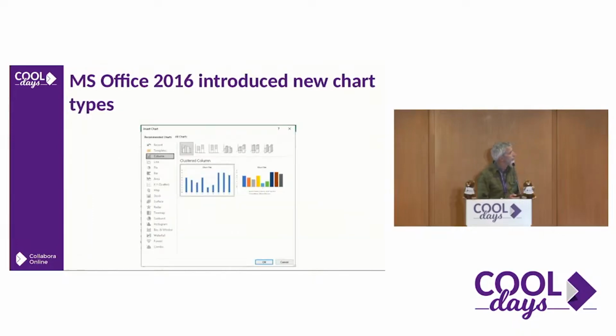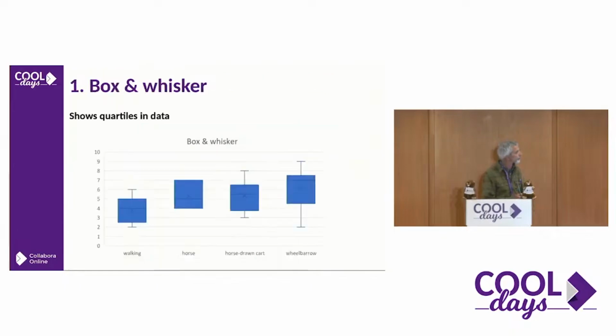In Office 2016, some new chart types were introduced, about 5 or 6 new chart types. So those are the ones that I'm going to be talking about. And so far, none of those are supported in LibreOffice. So just quickly going through these, the first one is called Box and Whisker, not Whisper, Whisker. It's for showing quartiles. It partitions the data into quartiles.